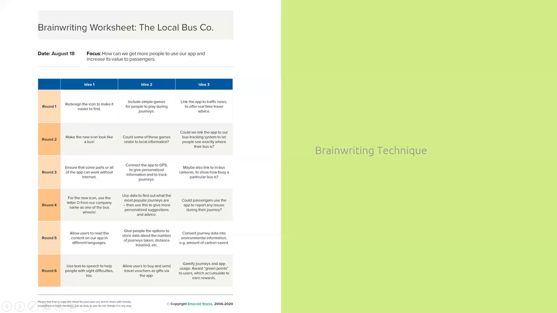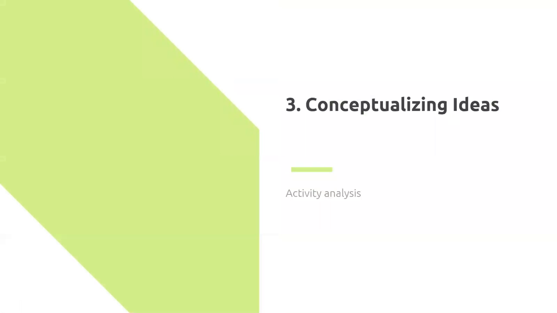All of this seems random, right? That's why it's called brainstorming. It's a storm, it's a mess. It's not the end product, and it's fine. Now, after we have all the ideas gathered, we need to do conceptualizing the ideas.